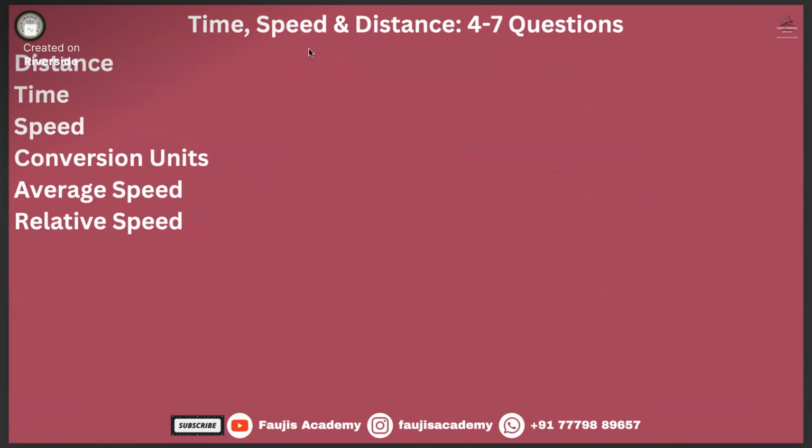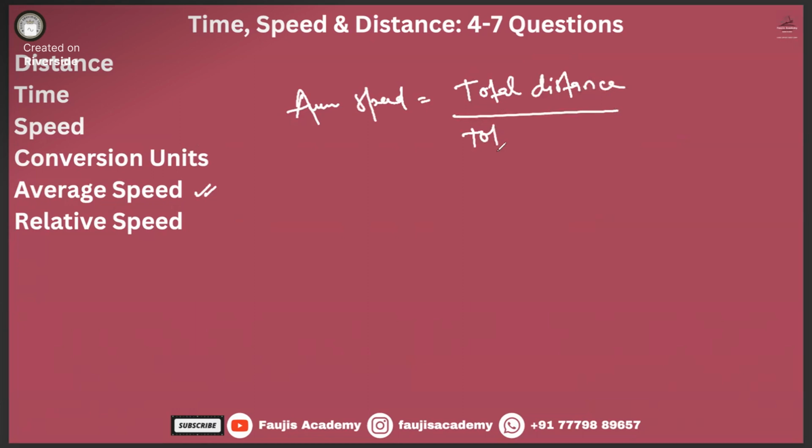Cool. Let's move. The next thing I wanted to talk about is average speed. Average speed is nothing but your total distance covered by total time taken. We'll also learn about this average speed in a little bit more detail when we go on to the further slides. So this is what we actually mean by that.